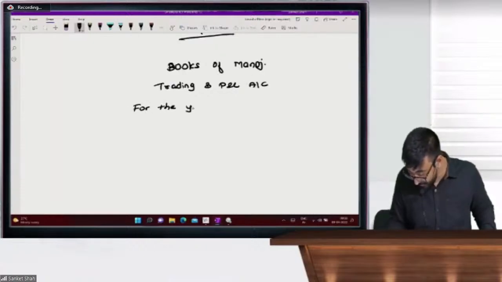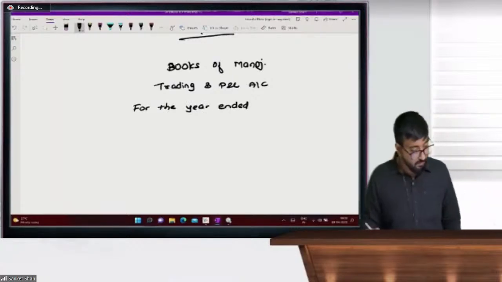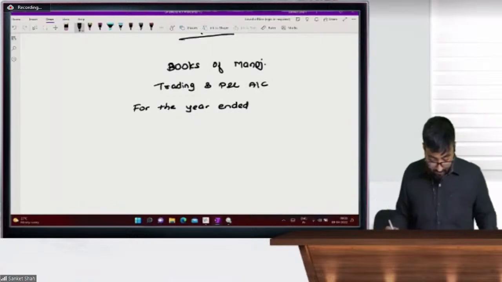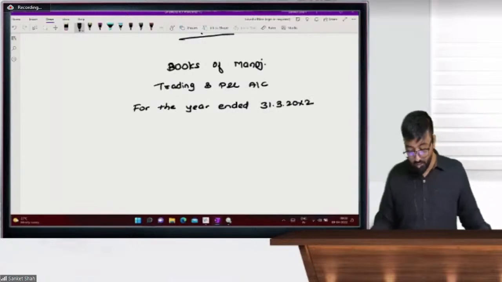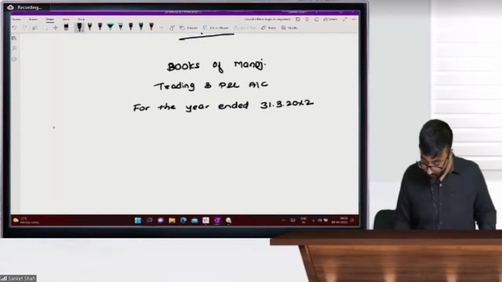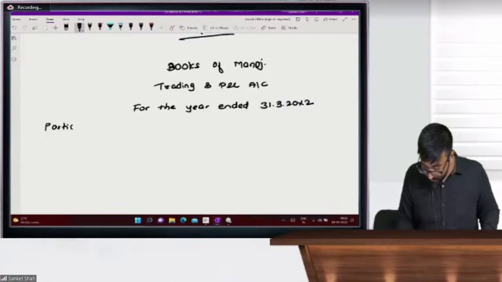Now please beta, maintain my speed and your speed. For the year ending 31st March 2002. Particulars, rupees.